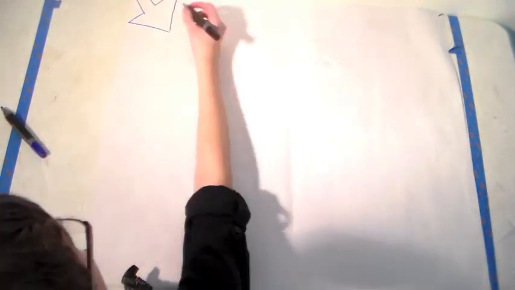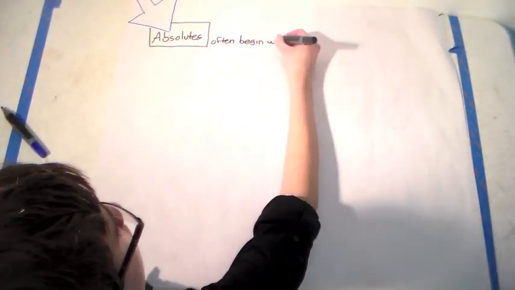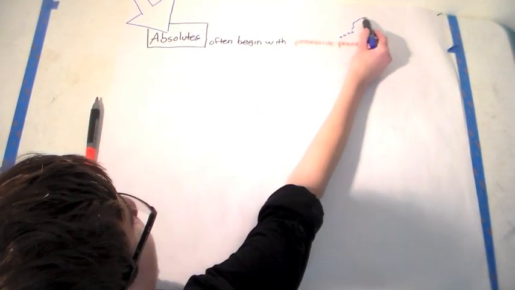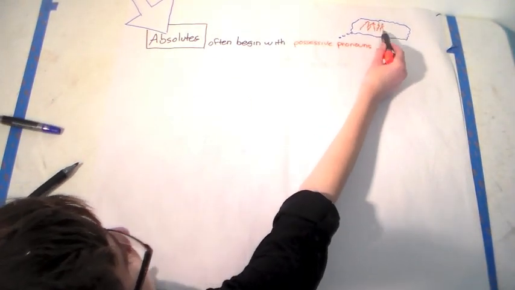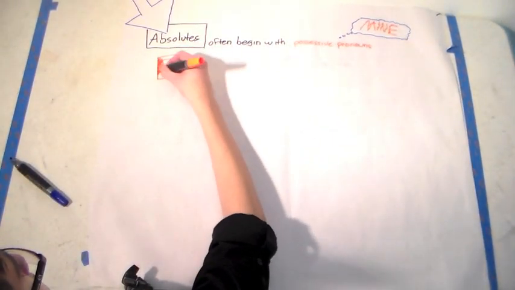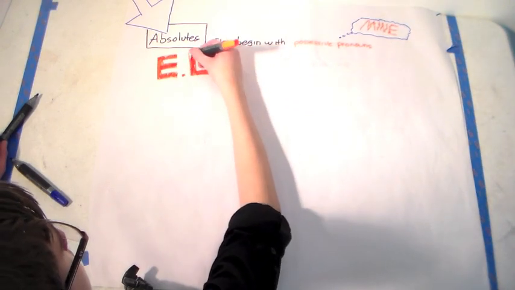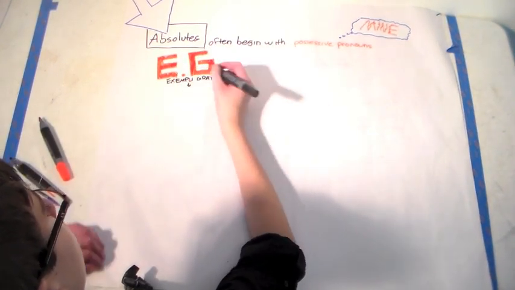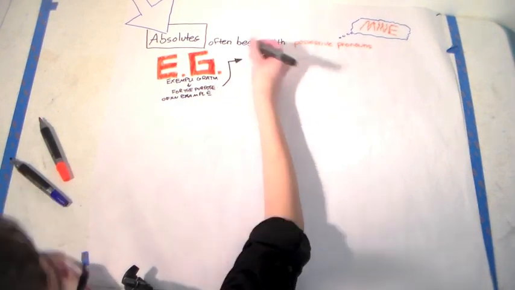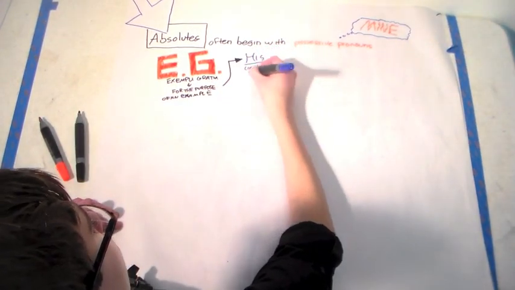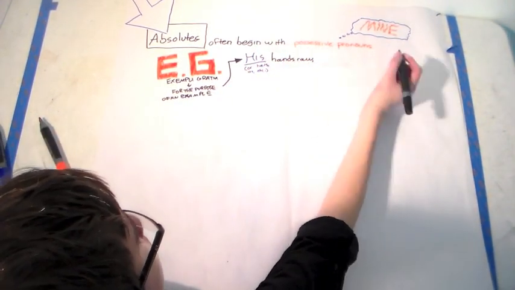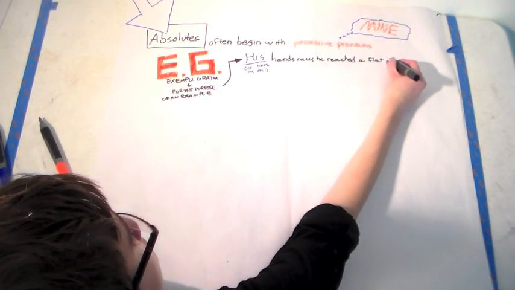Now, absolutes often begin with possessive pronouns, such as his, her, or its. And the position of absolute phrases is also very flexible. Exempli gratia, Latin for the purpose of example. They can come at the beginning, like in this sentence, his hands raw. You can change that to his hands were raw.